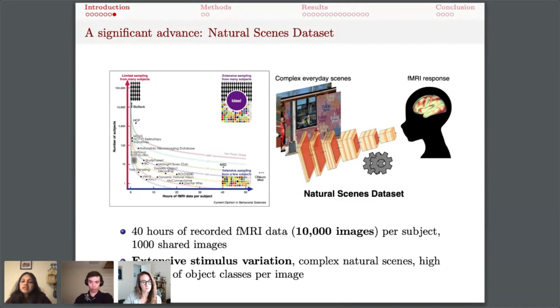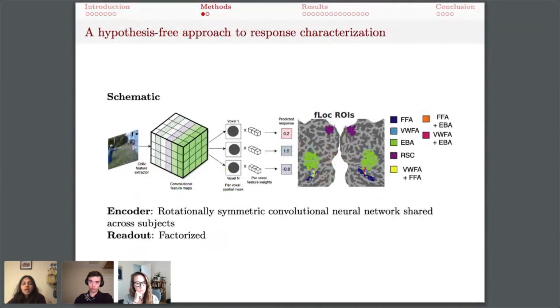And so understanding how the human brain encodes natural images is likely to require extensive sampling of stimulus variation, because natural scenes are very high dimensional, and this data set provides exactly that, a large number of complex natural scenes with extensive stimulus variation and a high number of object classes per image. And in this study, we leveraged this data set to train deep neural network models directly to predict the brain activity related to viewing natural images.